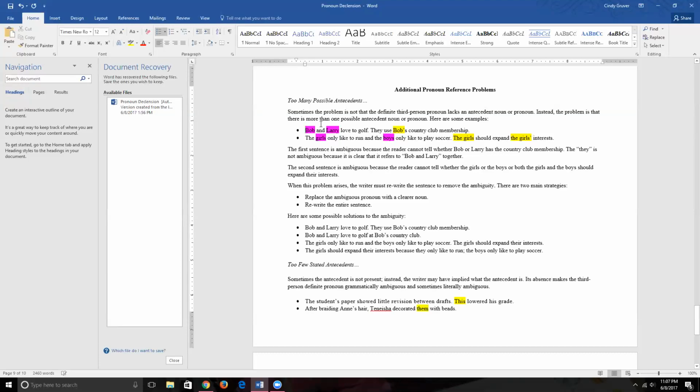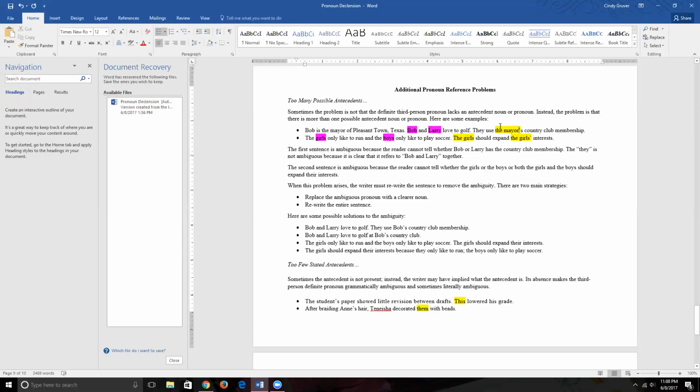Let's say in an earlier sentence I described Bob. Bob is the mayor of Pleasant Town, Texas. Bob and Larry love to play golf. They use the mayor's country club membership. So I've already established that Bob and the mayor are the same guy.